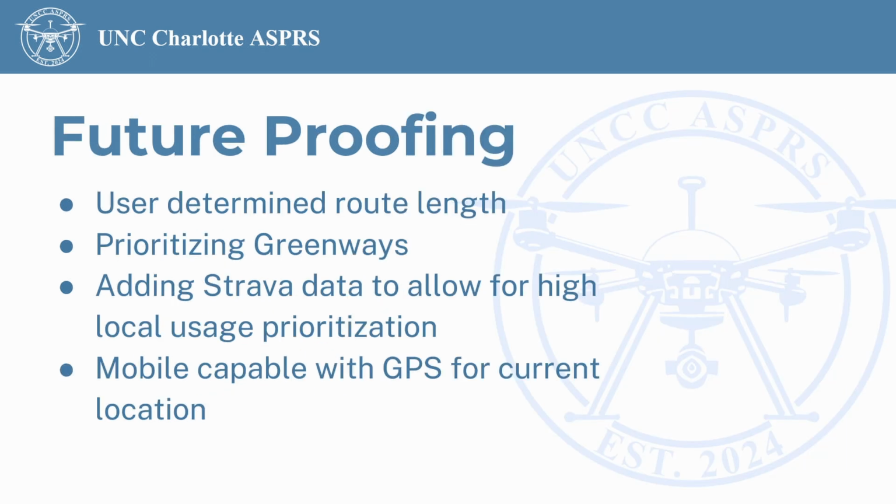And for future proofing, what I'd like to work on for future updates is making a user-generated route length, so the user can say, hey, I don't feel like 5 miles today. I want to do 2 miles. As well as more prioritization for greenways, being able to import those systems from other cities' GIS maps. Also, I'd like to work with the Strava API to allow it to prioritize local routes and prioritize the heat map when determining a random route.